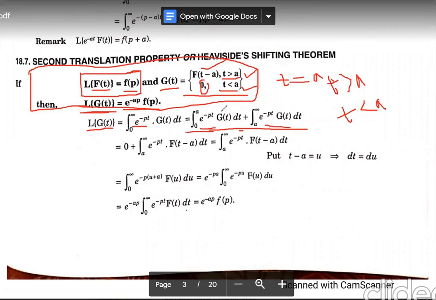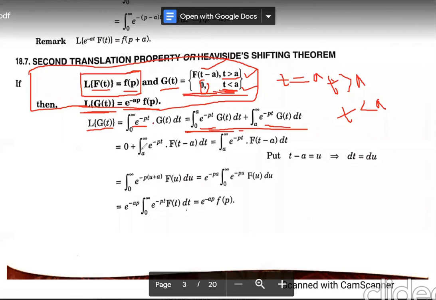Now you have to put the values of g of t at both places. Here, 0 to a, that means t should be less than a. Is it not? Here integration is from 0 to a, so t is less than a. So the value of g of t is 0. So just put 0, and this first integration becomes 0.